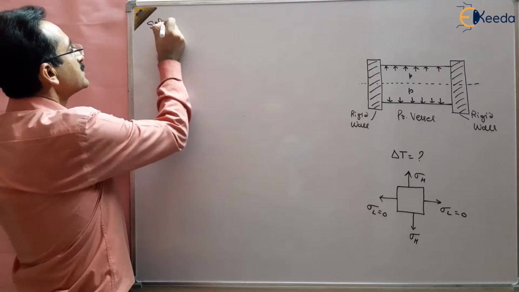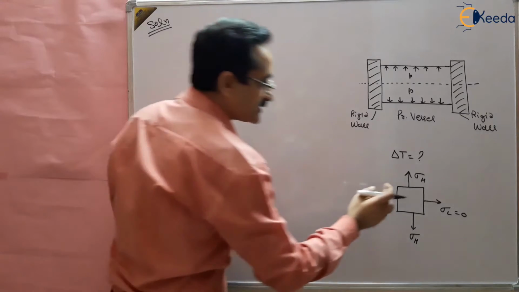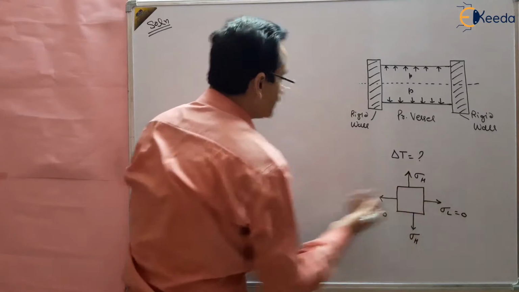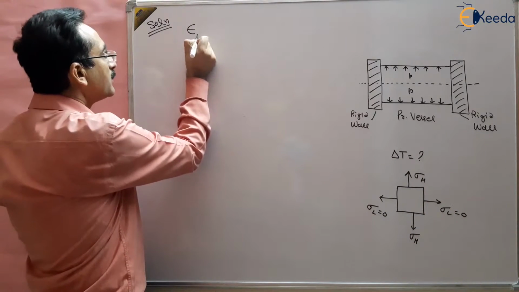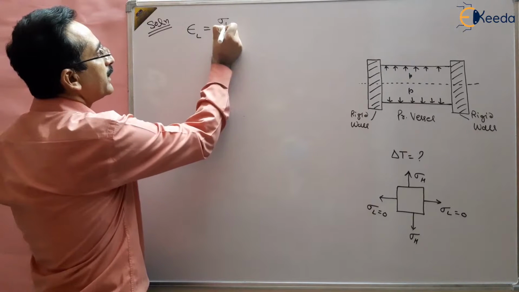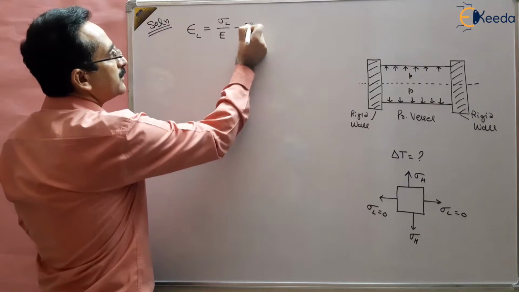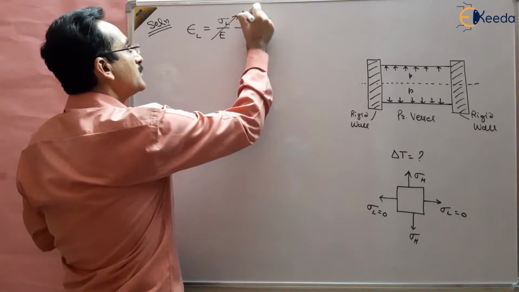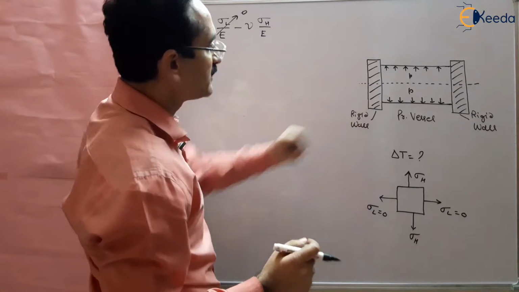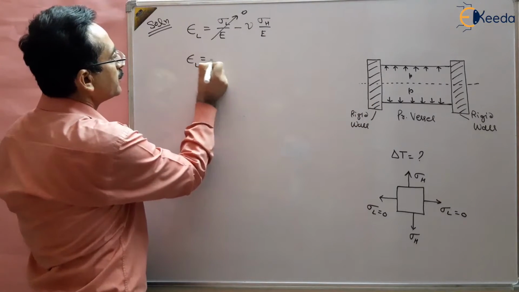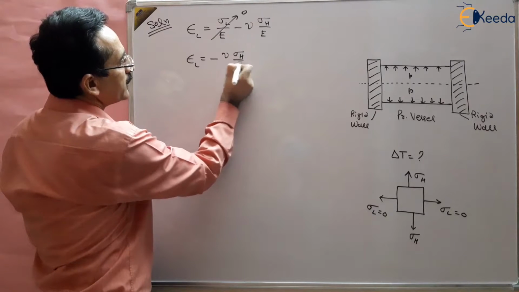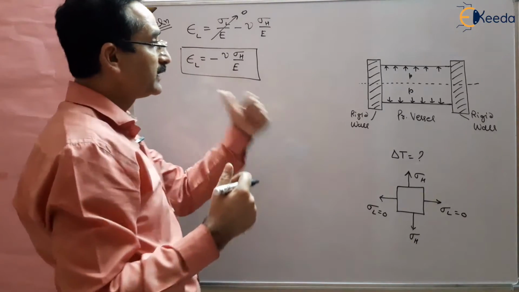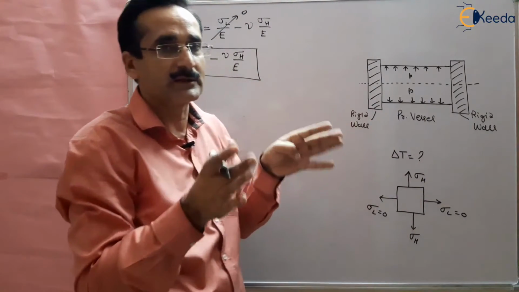So in this question, due to this pressure, what is the strain developed in the longitudinal direction? Epsilon in the longitudinal direction is equal to sigma L upon E minus nu, the Poisson's ratio, times sigma H upon E. This sigma L is 0 because it is an open pressure vessel. So epsilon L will be equal to minus nu sigma H upon E. This minus shows that there is a decrease in length of this pressure vessel in the linear direction.